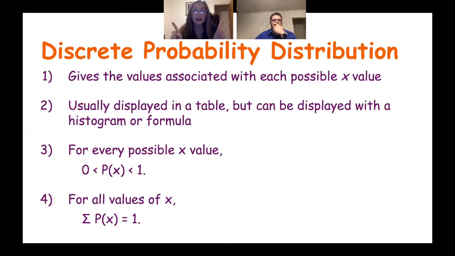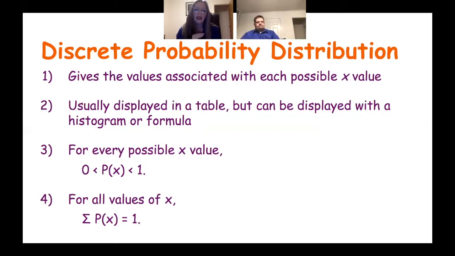For every possible x value, the probability of x is going to be between 0 and 1. We talked about that before. If you think about it as a percent chance, it makes more sense that the probability would be between 0 and 100%. 0, it's never going to happen. 100%, it's always going to happen. It's never going to be more than 1 because nothing can happen with more than 100% certainty.